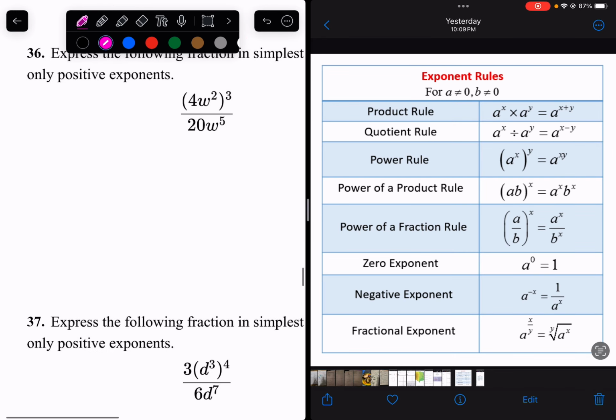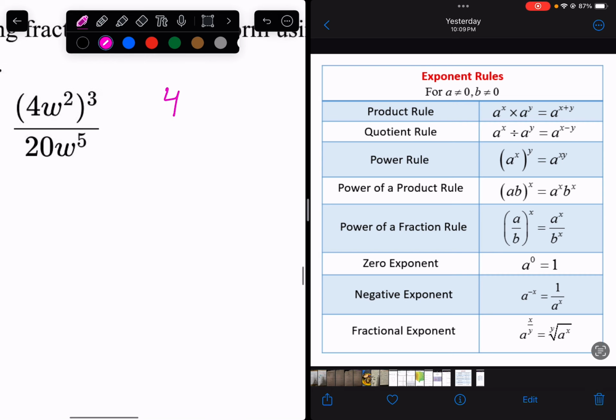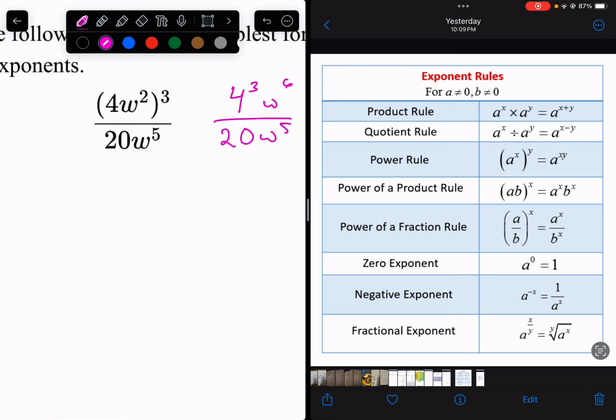All right. Next one here. So let's go ahead. We are going to apply the power of a product rule and the power rule really at the same time. So on top, we end up with 4 to the 3rd, and then we get w to the power of 6. And then this is 20 and w to the 5th. So I would simplify this. 4 to the power of 3 is 64. So you have 64 w to the 6th, all over 20 w to the 5th.